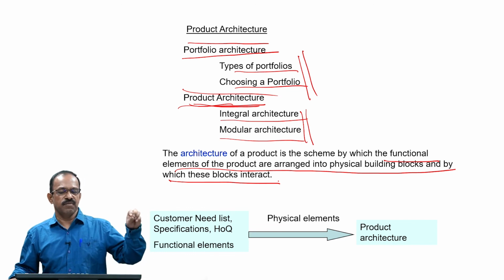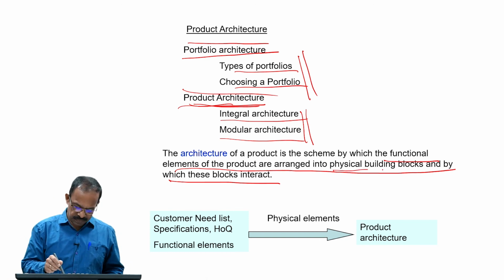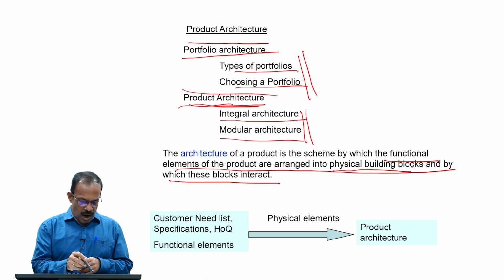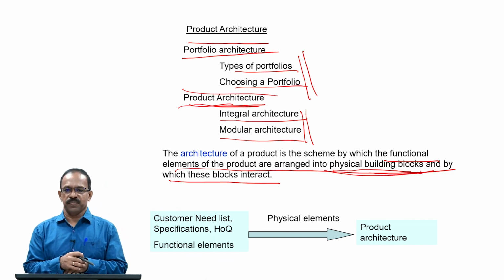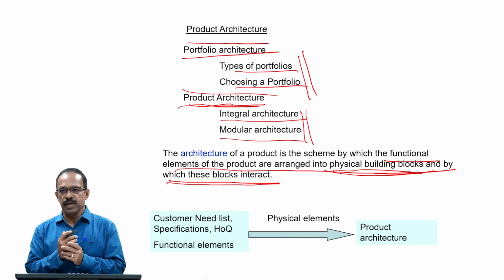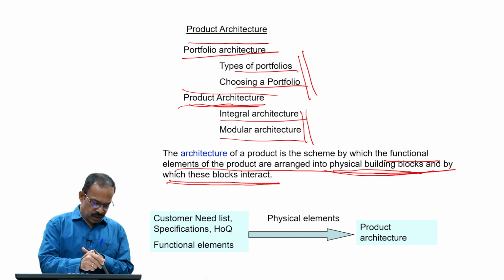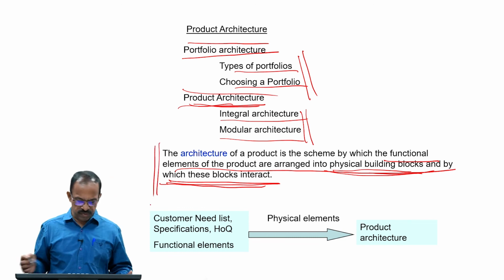So, we saw the functional building blocks for the product in the functional decomposition. All these functional blocks need to be converted to physical building blocks, basically the components which actually provide those functions. We need to know how these physical building blocks can be arranged and how these actually interact. That is basically known as the architecture of a product.